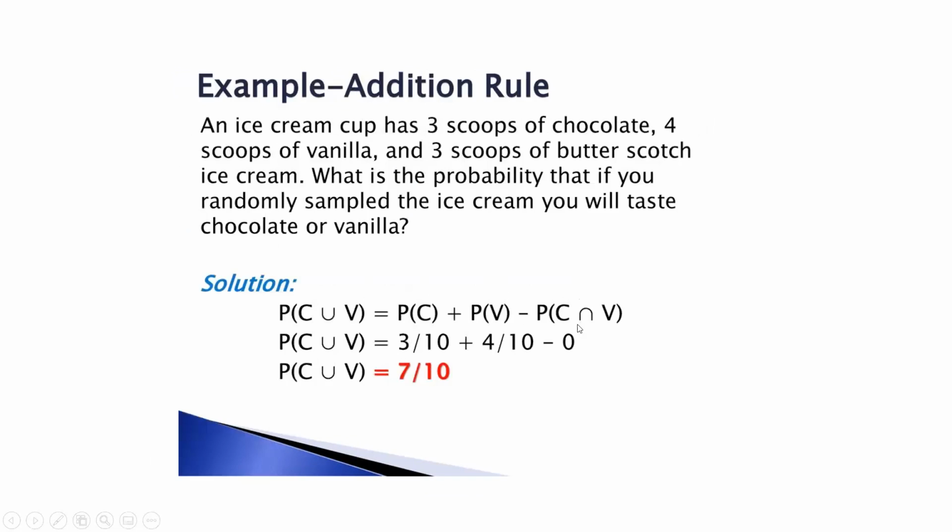Likewise, consider a bucket of ice cream with 3 scoops of chocolate, 4 scoops of vanilla, and 3 scoops of butterscotch. What is the probability that a randomly selected scoop will taste chocolate or vanilla? The probability of chocolate is 3 out of 10, since there are 10 scoops in total, and vanilla is 4 by 10. Sorry, I confused it with mutually non-exclusive. It is mutually exclusive, and we are subtracting nothing, so it is 7 by 10.